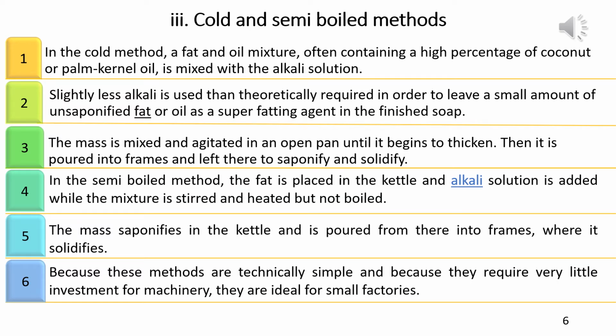Number 3 is cold and semi-boiled methods. The third process for the production of soap is cold and semi-boiled methods. So what are cold and semi-boiled methods?